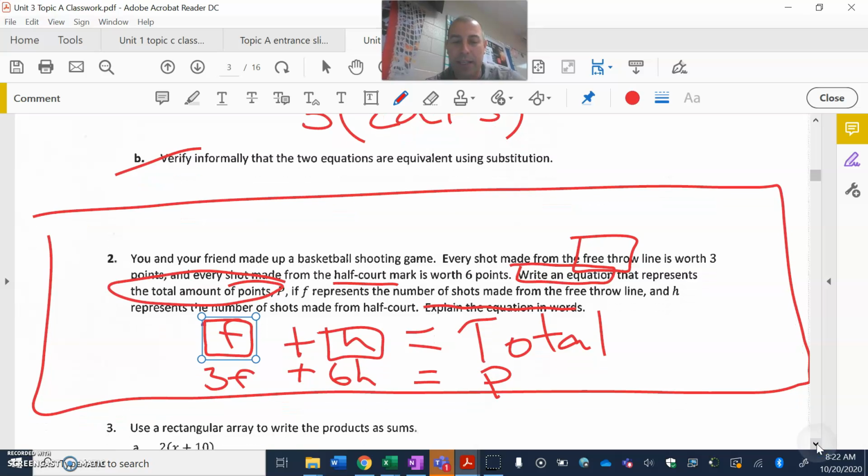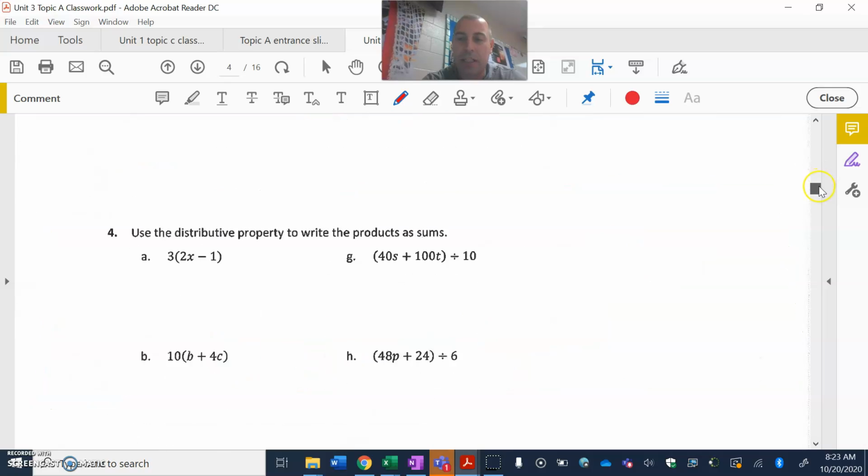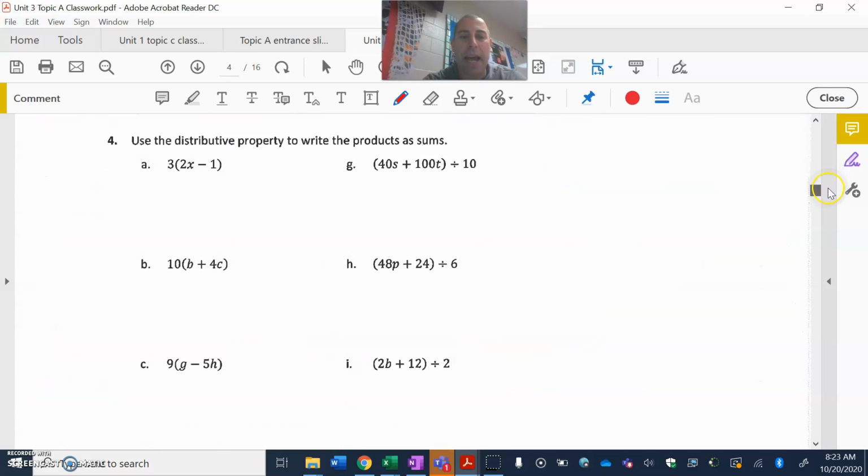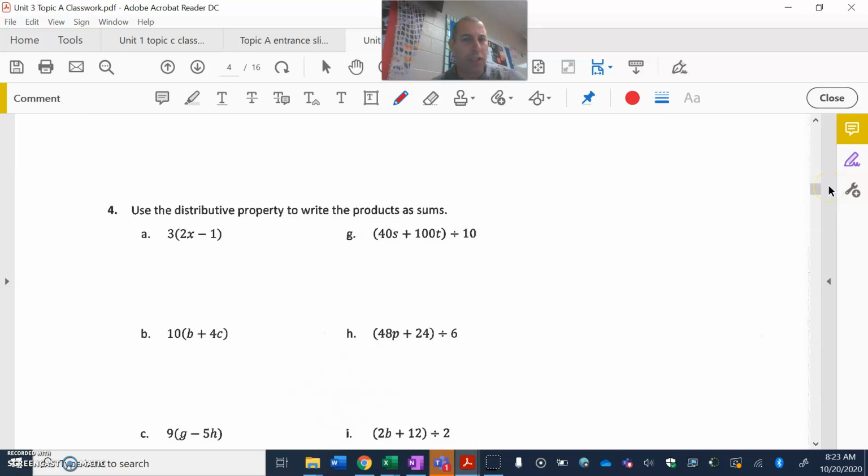I'm not worried about the rectangular arrays. All right, as we kind of talked about, we kind of took care of it there. I'm fine with that. I'm just going to have you jump into the second page that's there. So you can skip those other ones. And again, here we are, use the distributive property to write the products as sums, which pretty much just means, hey, don't forget, you've got to make sure you multiply to everyone. So 3 times 2x is 6x, 3 times -1 is a -3.